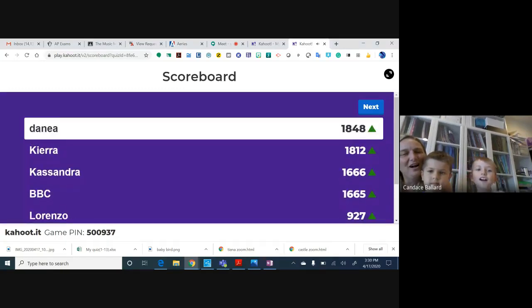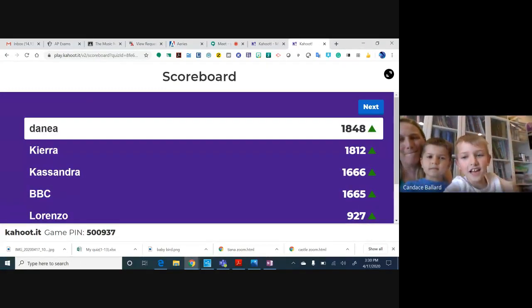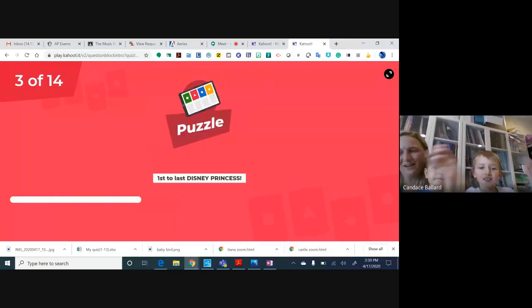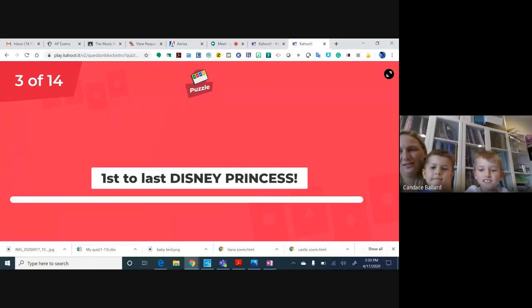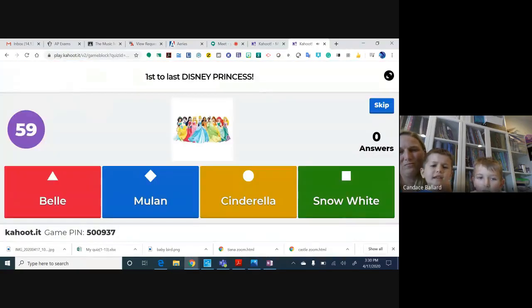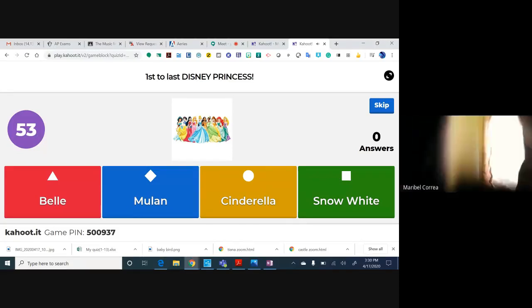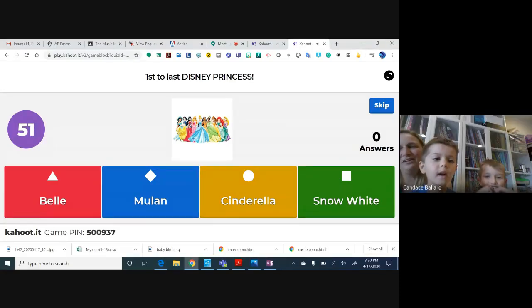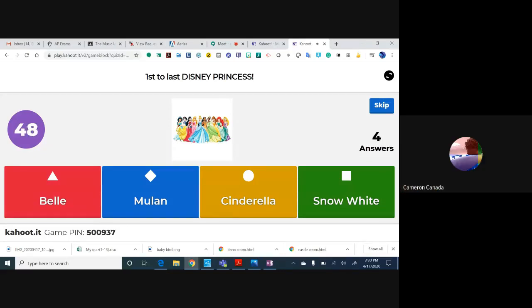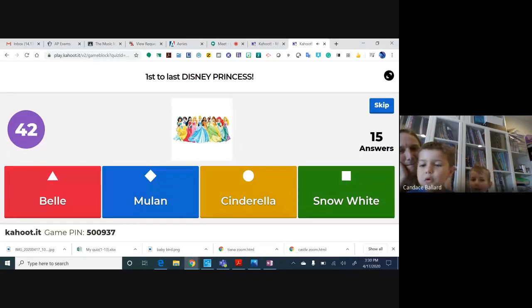Who's in there? Oh, Danae is up there. I love you today. I cannot do this. It's a puzzle. First, the last Disney princesses. Gotta put them in order by what. Apparently, Mikey plays Kahoot like Cameron. I don't know what this is. Would you give him a minute to do this one? Yeah. Okay.